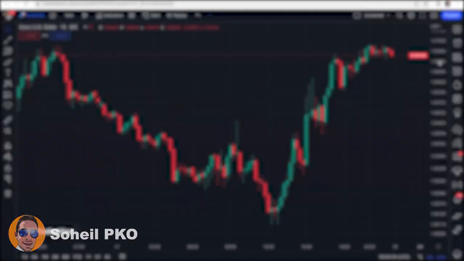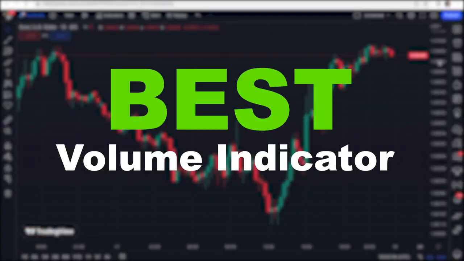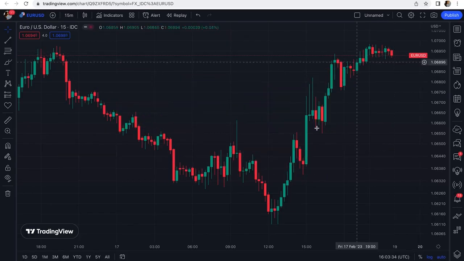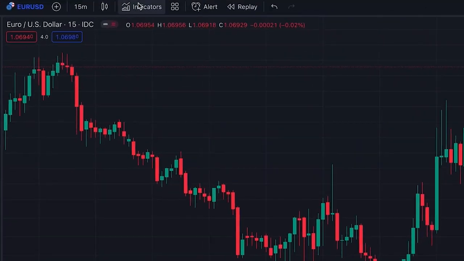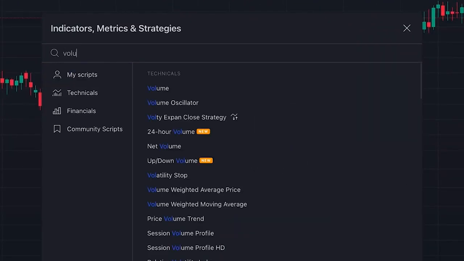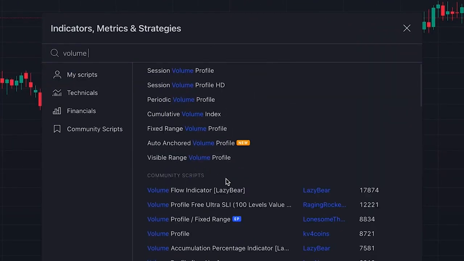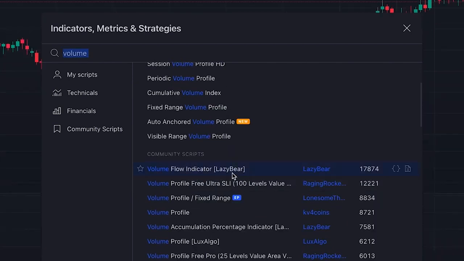Sohail here, and today I want to introduce the best volume indicator that you can use effectively in your trading strategies. To add this wonderful indicator to our chart, here we click on indicators and we search volume flow indicator. We add this one, volume flow indicator Lazy Bear, which is written by someone named Lazy Bear.